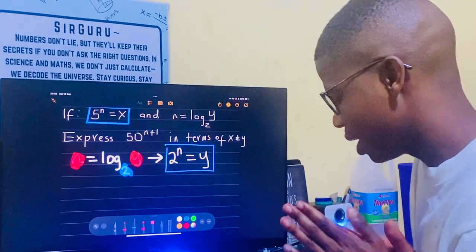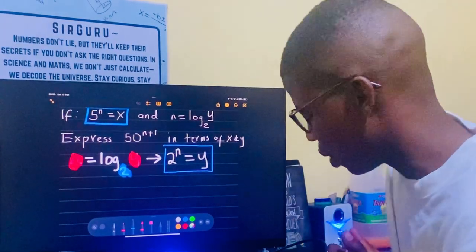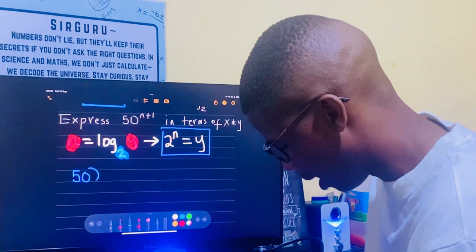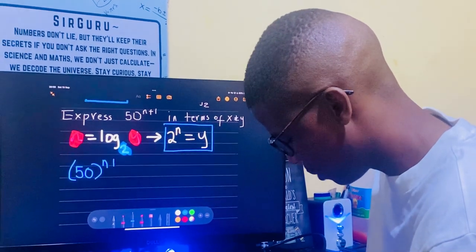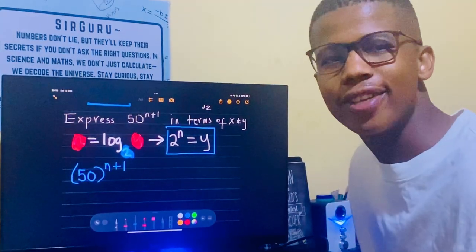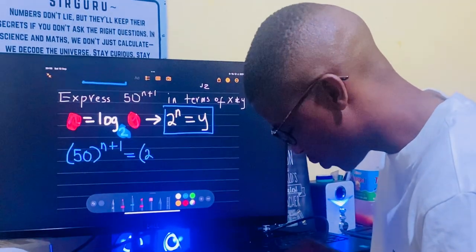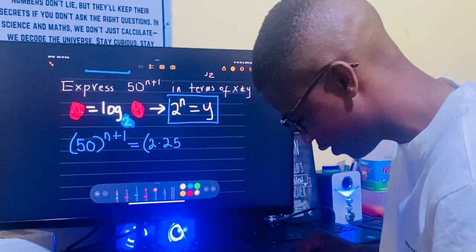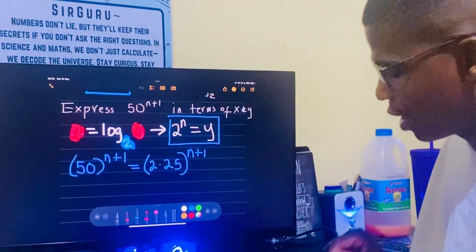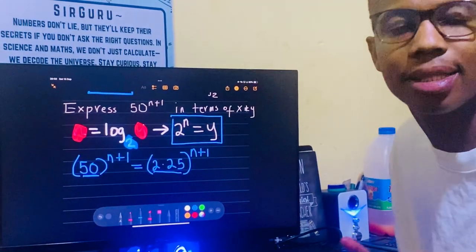Now let's take our expression, 50 to the power n plus 1. We know that 50 can be written as 2 times 25. So I'm going to write it that way: 2 multiplied by 25, all to the power n plus 1. You see, I didn't change anything. I just replaced the 50 by its product or its multiples.